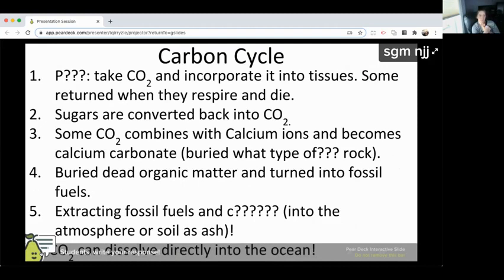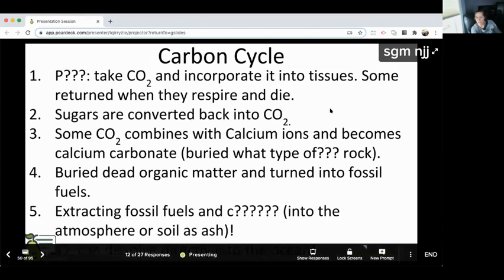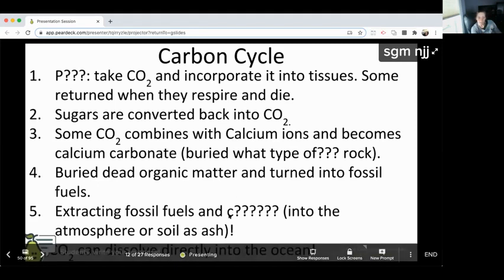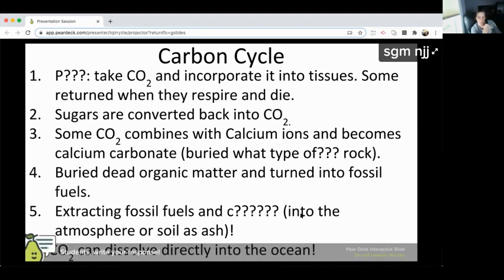Let's do this one first. So this takes carbon dioxide and incorporates it into tissues. Some is returned when they respire and die. And then some carbon dioxide combines with calcium. And then this calcium carbonate is buried in what type of rock? And then extracting fossil fuels releases this into the atmosphere as soil and ash. These are all parts of your carbon cycle.